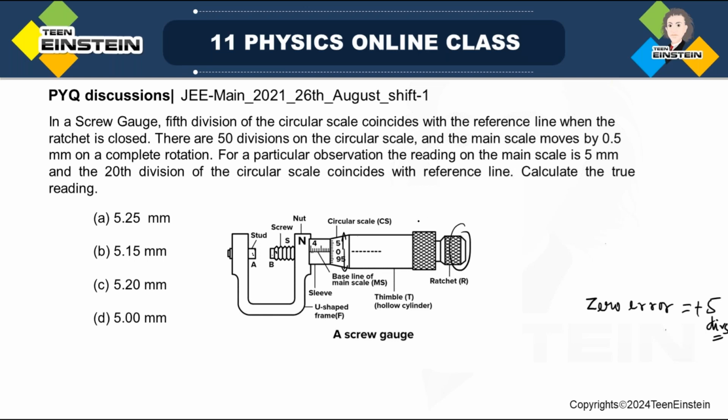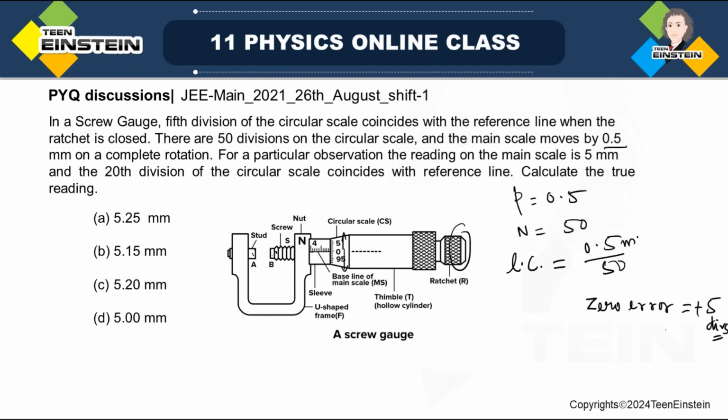So there are 50 divisions on the circular scale, and the main scale moves by 0.5 millimeter on a complete rotation. That means you have got screw pitch as 0.5. You have the total number of divisions on the circular scale, that is 50. So what you get as least count. Least count is pitch by the number of divisions, that is 50.